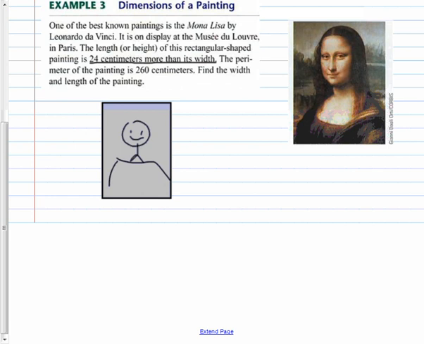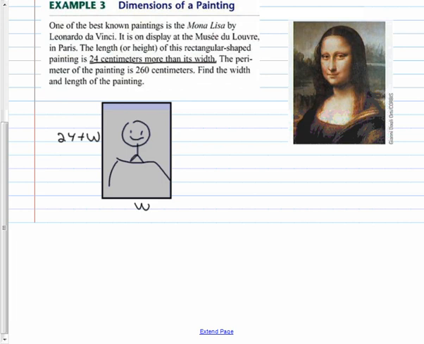Now I need a variable somewhere. Where do you think would be the best place to put a variable in my diagram or in this sentence? Is it 24 plus a variable? Is that a good place? Yes, it is. I don't know the width, but I do know the height is 24 more than whatever the width is. So let's just call the width W. That means the height is 24 plus W, because they described what the height was like of width.